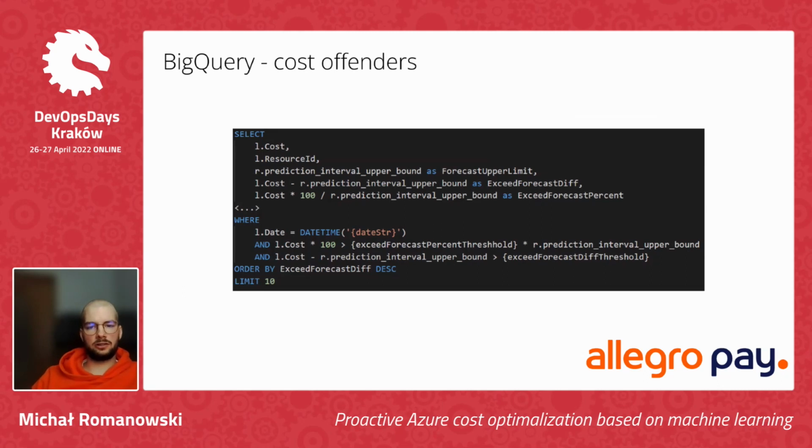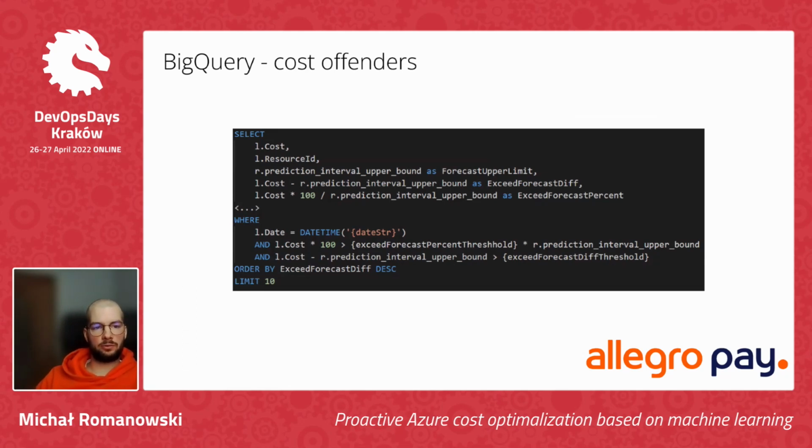And the idea here is very simple. We compare the actual usage of that resource, let's say for today, with the forecast that was calculated the day before. So let's say the forecast was calculated yesterday. And if the actual usage is greater than the upper limit of the forecast by some amount, we are marking this resource as a cost offender.